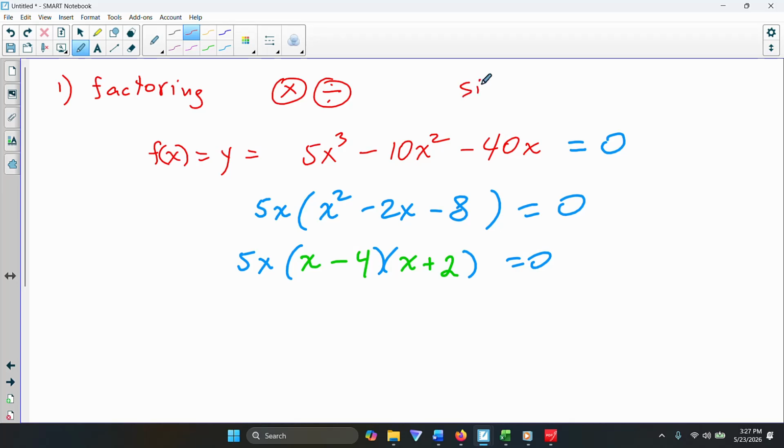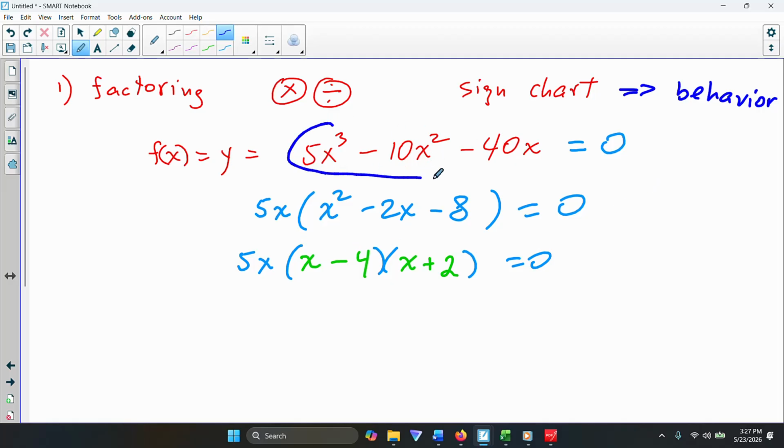Right? So, sign chart. If you've never had it, great. I mean, well, you'll see. But if you've had it, oh, that's even better, because it'll just solidify what you already know. A sign chart basically tells us the behavior of the graph. Now I recognize what this looks like to begin with.